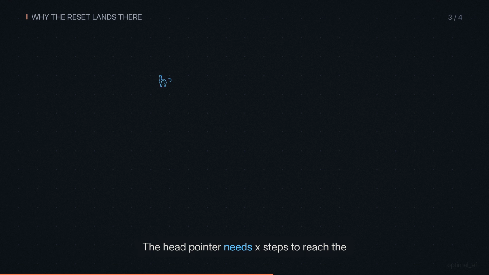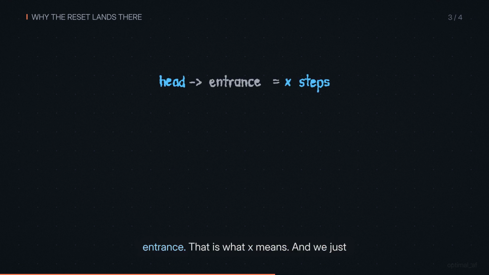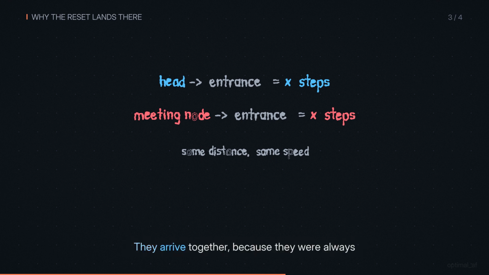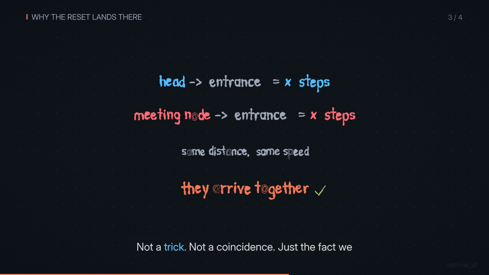The head pointer needs X steps to reach the entrance. That is what X means. And we just showed the meeting node is also X steps short of the entrance. 2 pointers, the same distance from the same node, moving at the same speed. They arrived together because they were always going to. Not a trick, not a coincidence, just a fact we proved read backwards.